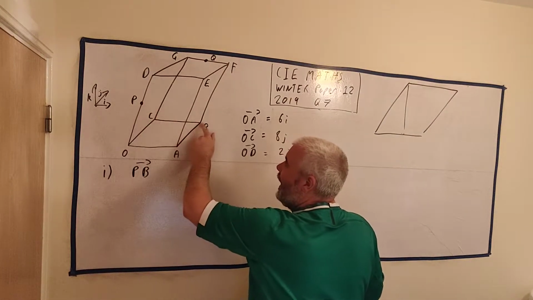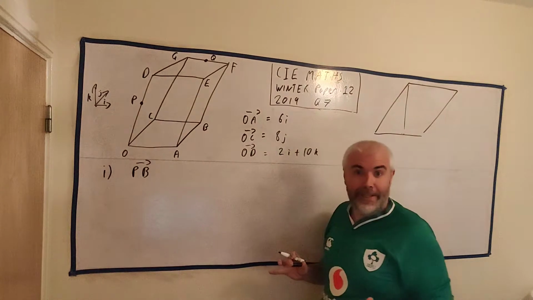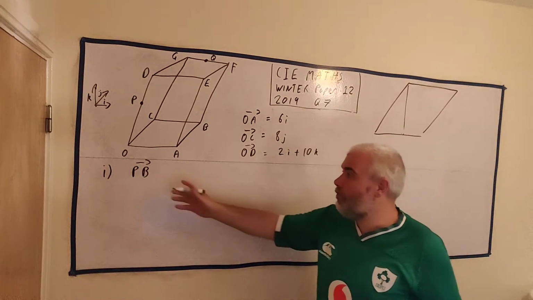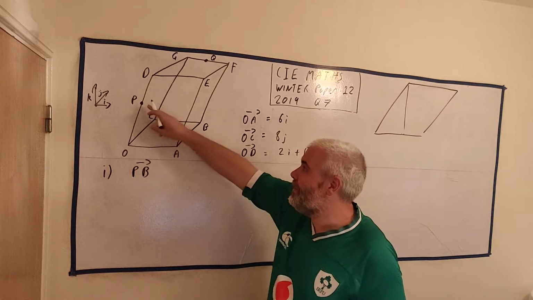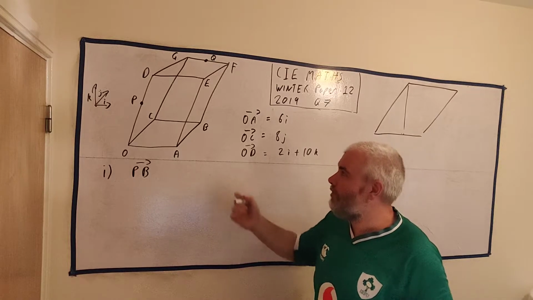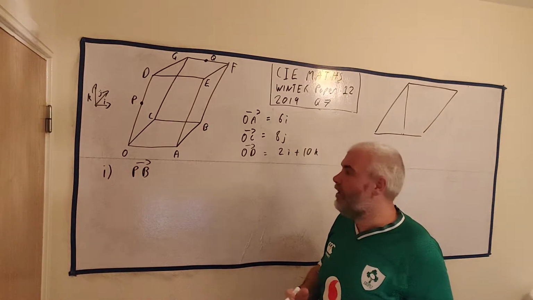Okay, so PB, they want the vector P to B. Starting at P and ending at B. That would go across the middle of this three-dimensional shape. But the good thing about vectors is we don't have to do this. Time doesn't matter in vectors. Think of it as traveling from P to B. Vectors don't care how you get there.